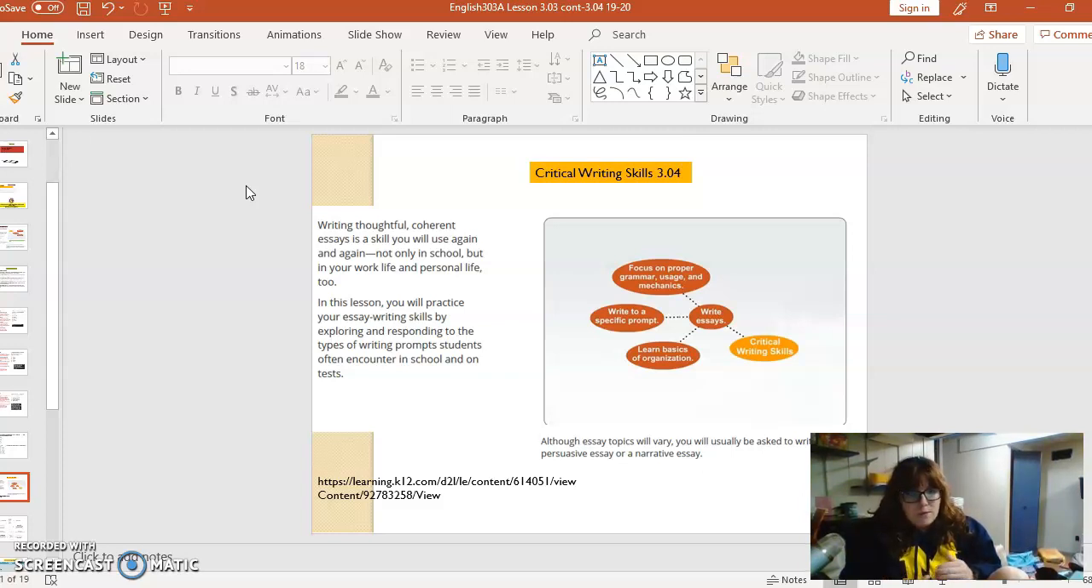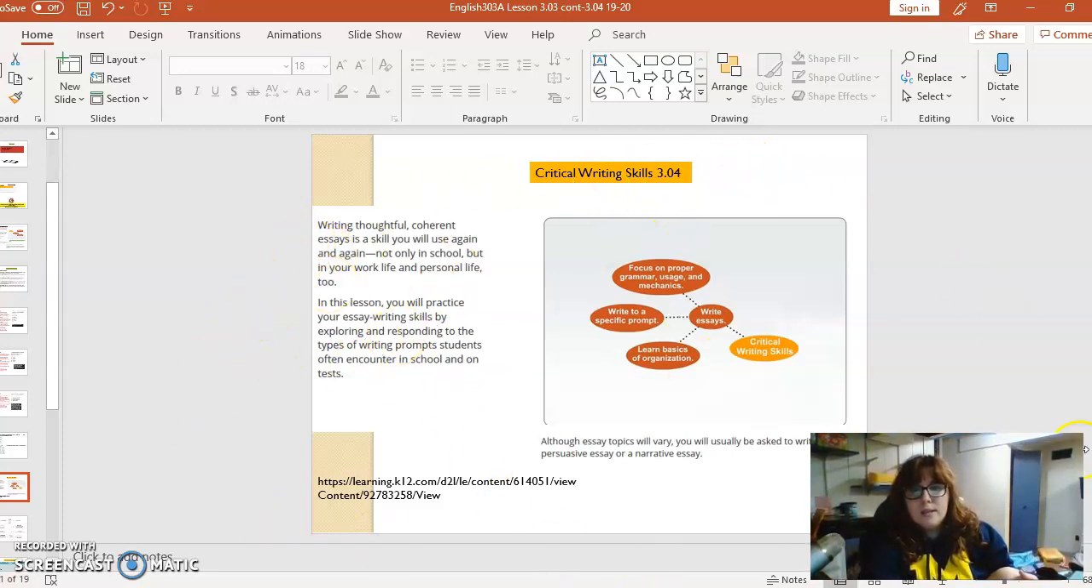My dad works as a person that hires a lot of people in the electrical field. If they can't write, he doesn't even consider them. If their introduction letter on their resume is not even close to grammatically correct, he does not consider them. Writing thoughtful, coherent essays, it's a skill you're going to use.